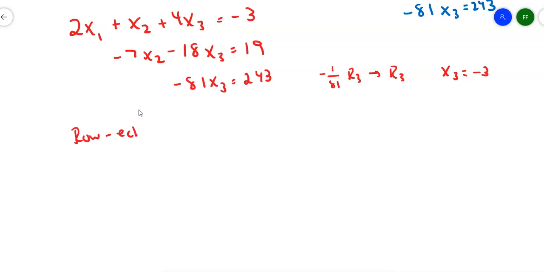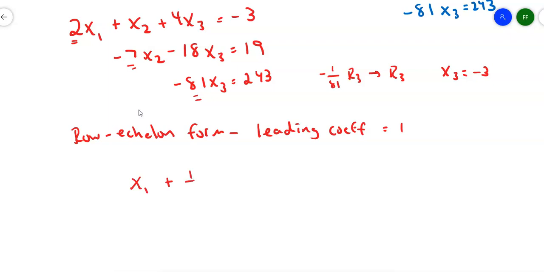So row echelon form, we want to have leading coefficients, because you can't have all of them be 1. So leading coefficients equal 1. The leading coefficients are the ones that are in the front of the row. That guy, and that guy. So when I divide the first row by 2, I get x sub 1 plus 1 half x sub 2. 4 divided by 2 is 2, so I get 2x sub 3 equals negative 3 halves.